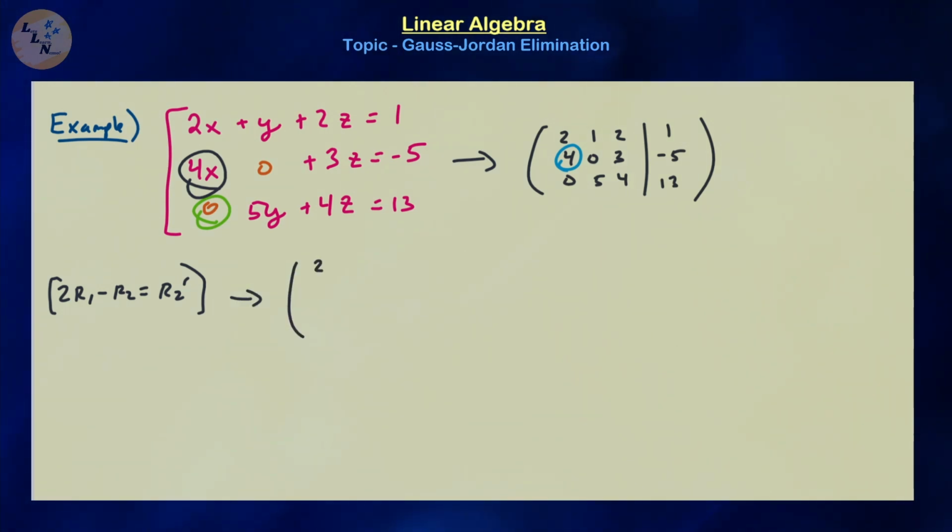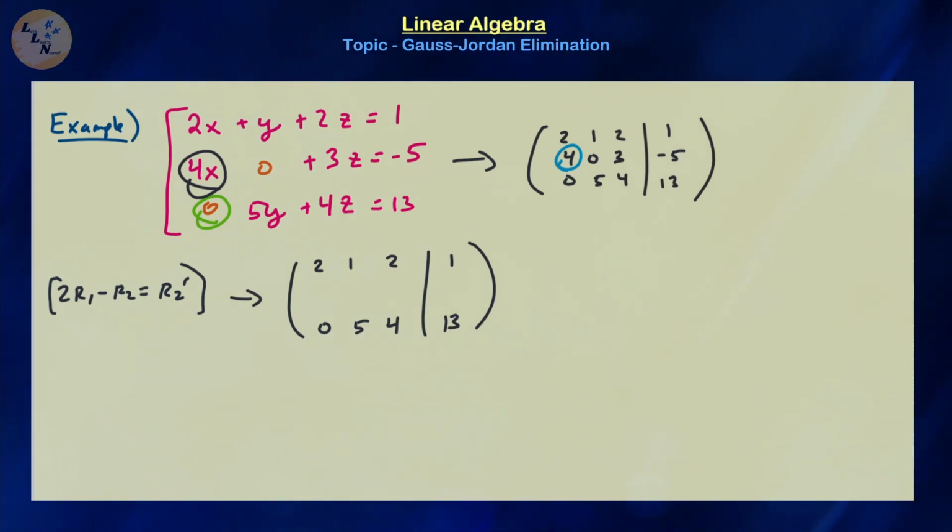So row 1 is going to remain fixed, so 2, 1, 2 augmented with 1. The last row also is going to remain unchanged, so 0, 5, 4 all the way up to 13. And then on the second row, I should come out to 2, 0, 1, and 7.